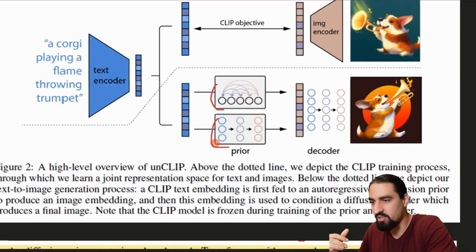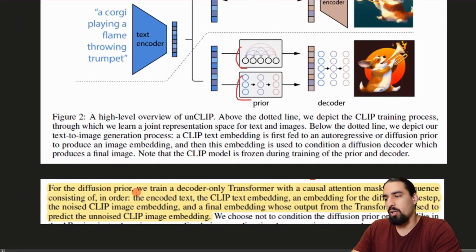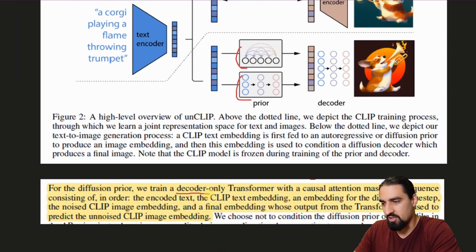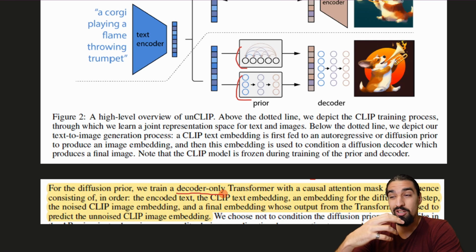So let me dissect what I mean by that. Let me read this passage here, it's important. For the diffusion prior, we train a decoder-only transformer. Let me stop here because it's decoder-only. If you are familiar with diffusion models, you've mostly seen UNet models. The reason they're not using a UNet here is because we are not trying to generate an image, we're trying to generate an embedding vector. Because of the nature of the input and output of this prior, a text embedding vector here and an image embedding vector here, they're not using a UNet, and instead they're using a decoder-only transformer.